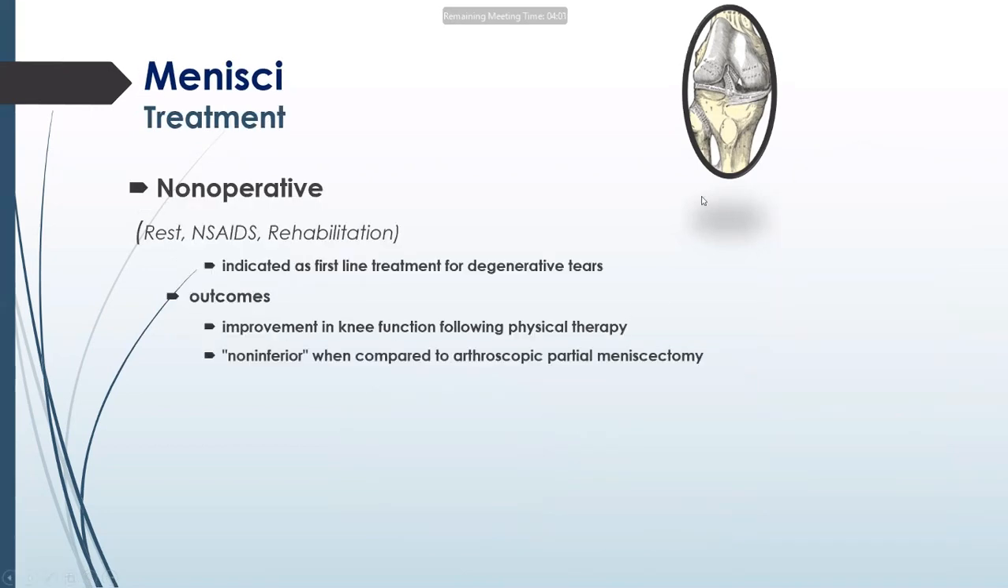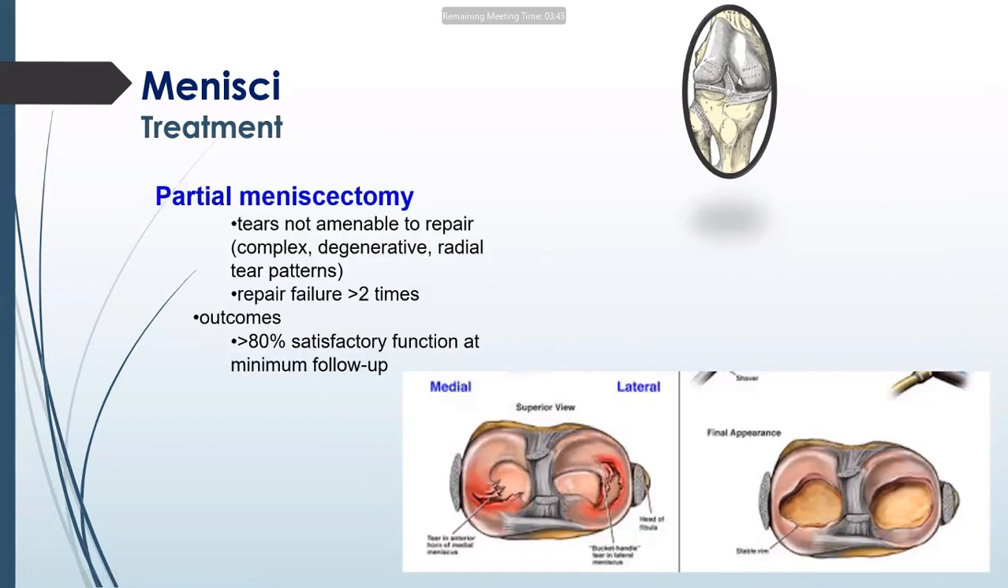What is the treatment for meniscus injury? We have non-operative treatment with rest, non-steroidal anti-inflammatories, and rehabilitation. It's indicated as first-line treatment for degenerative tears. But in a patient with locking, it is advisable to do arthroscopy, if there's locking, not only pain. If there is locking, or continuous or chronic pain, we can do arthroscopy for them.